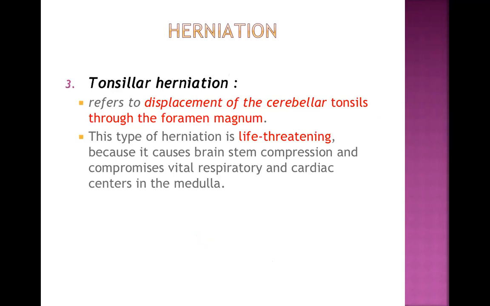Now the third one, tonsillar herniation. This refers to the displacement of the cerebellar tonsil through the foramen magnum. The name itself suggests, very easy to understand. These tonsils are part of the cerebellum. When the pressure is excessively high inside the cranial cavity, those tonsils may be herniated through the foramen magnum. This is the most pathological or life-threatening among all of the herniations, because it will directly compress the medulla oblongata, and there are vital centers there, so the patient can die instantly.